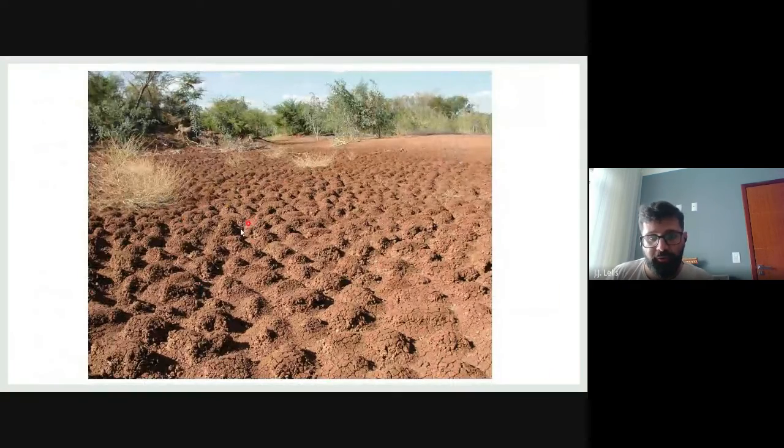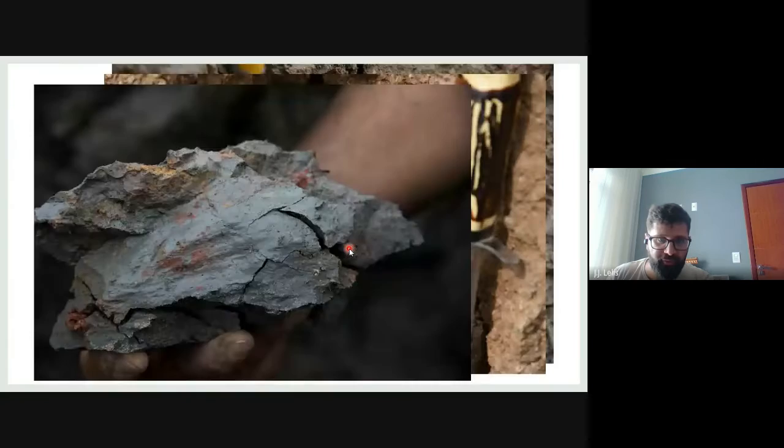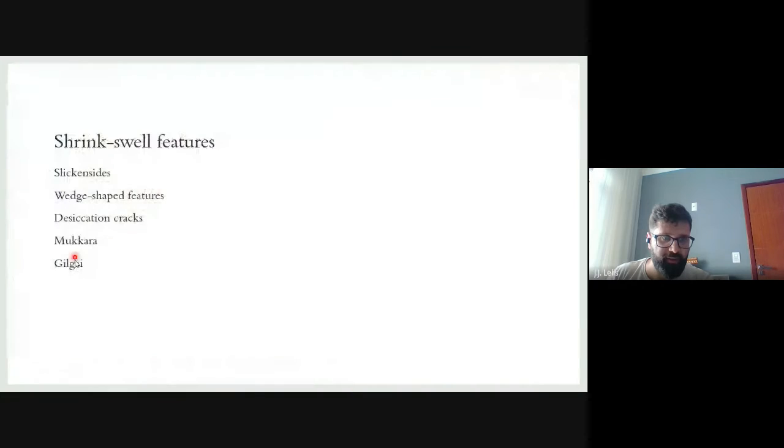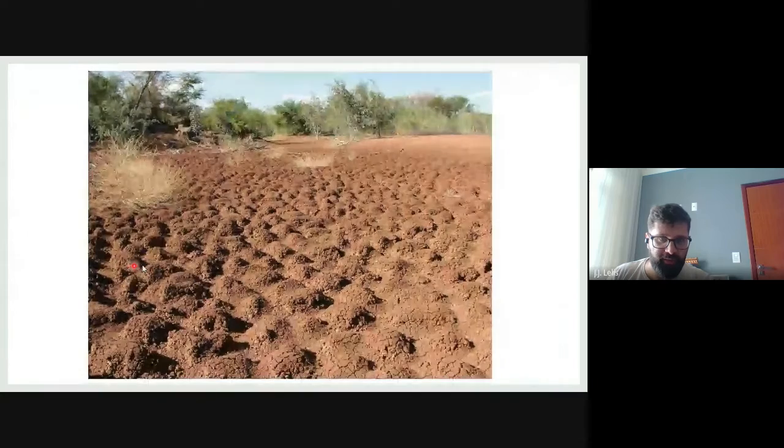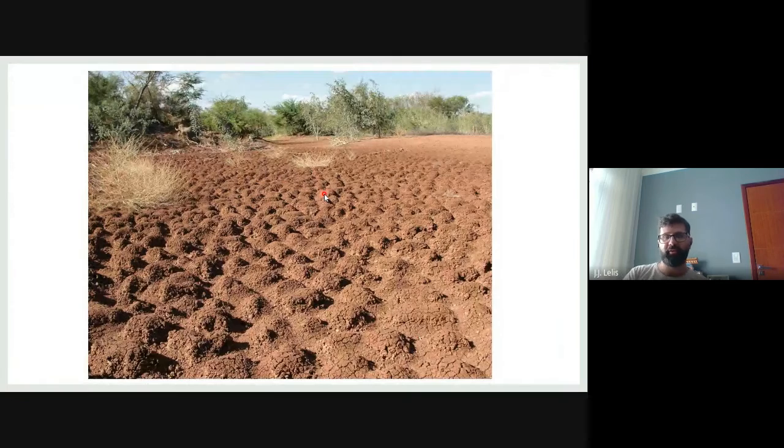We can also see the gilgai, this kind of microrelief. Gilgai is a microrelief that we can see on the surface of soils that present a high content of clay and a high content of high activity clay. They are formed by the shrink and swell process, the expansion and the retraction of the material producing this kind of feature.